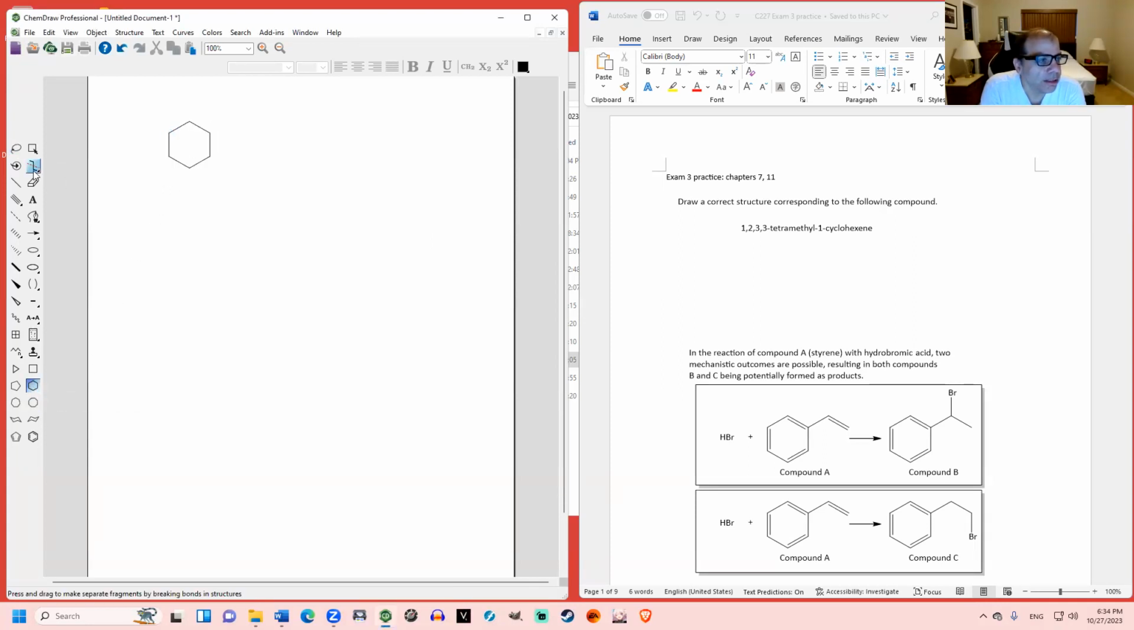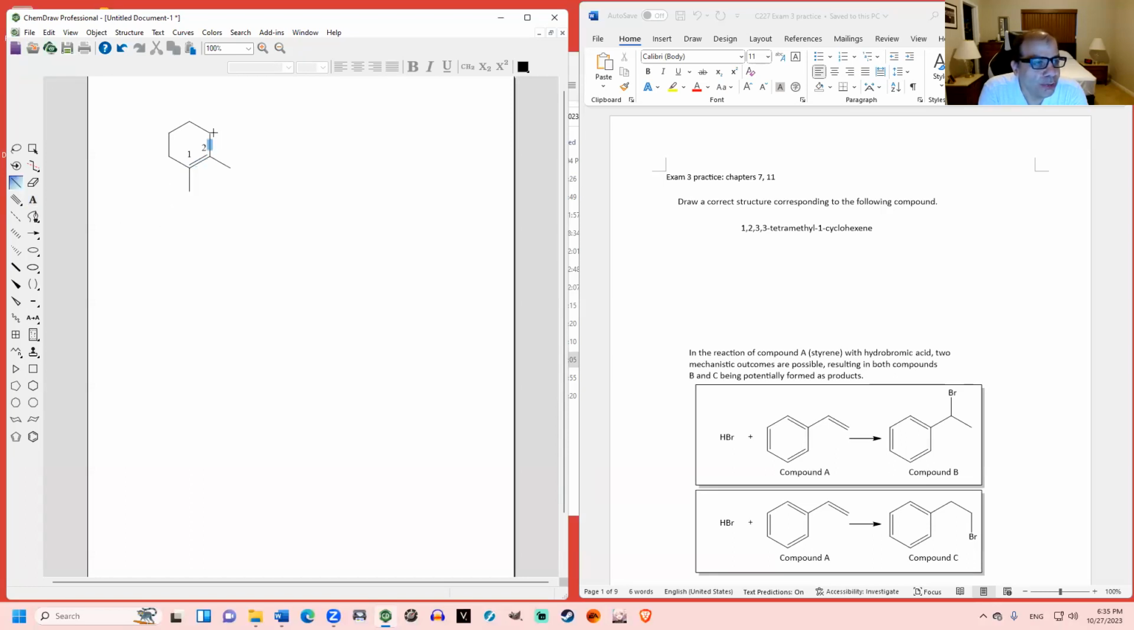Well, remember that by definition, with a cycloalkene, the double bond is between carbons 1 and 2. Actually, that's not going to work. I have to put them inside, otherwise I won't be able to put my methyls on. So then we just need to put 4 methyl groups on in positions 1, 2, 3, and 3.